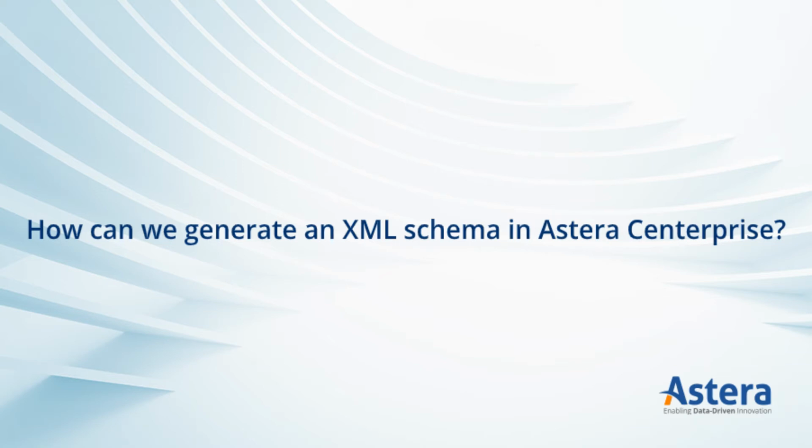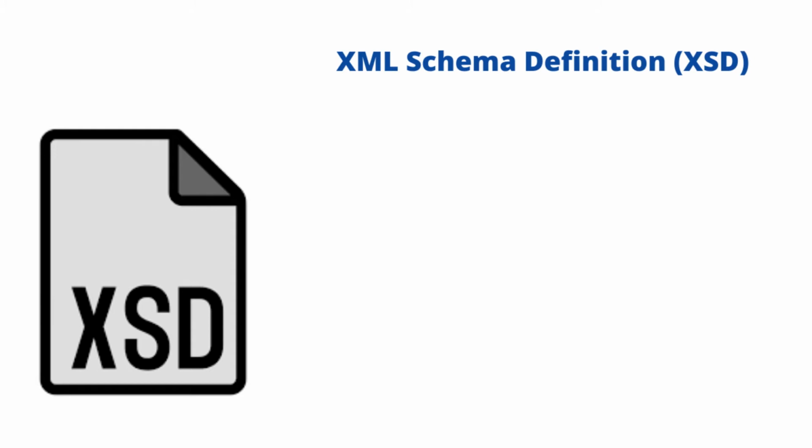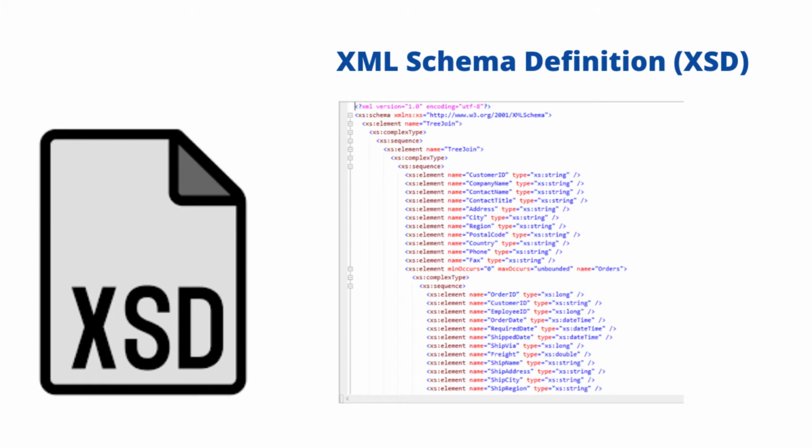In this episode of Ask Astera, we are looking at how we can generate an XML schema in Astera Centerprise. An XML schema, commonly known as an XML Schema Definition file, is used to describe and validate the structure and content of XML data. In simple words, it provides the skeleton or layout to a hierarchical dataset.